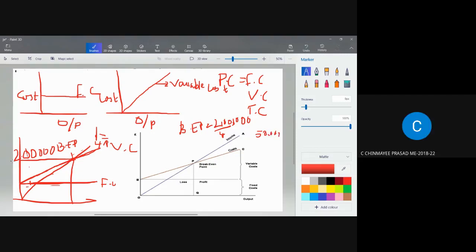50,000. Divided by 4, yes, by 4, because the total price you're getting per unit is rupees 4. Then the break-even point is 50,000. That means if you sell about 50,000 of your products, only then are you not at a loss. You've just sold the entire lot without making profit or loss.